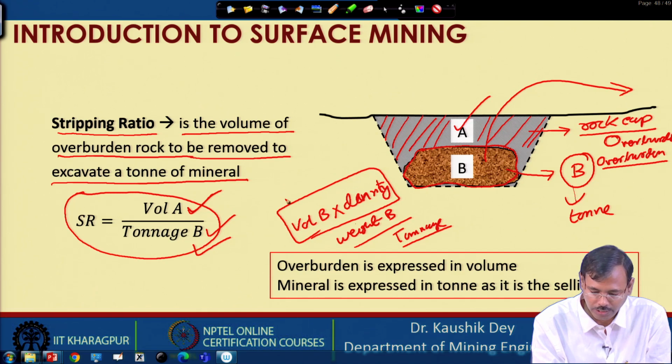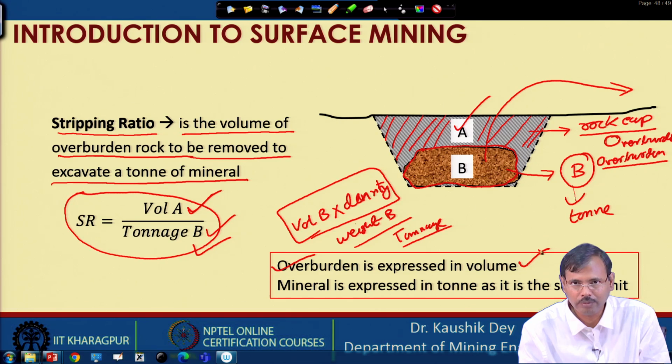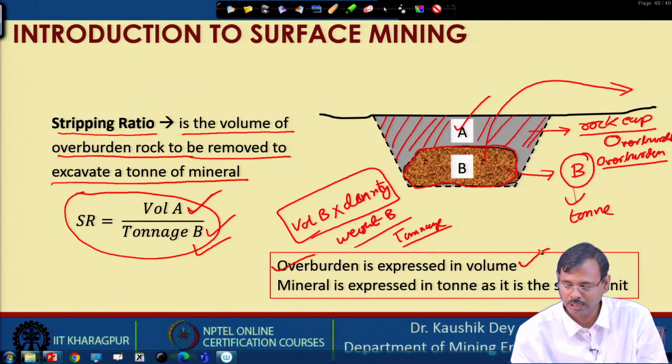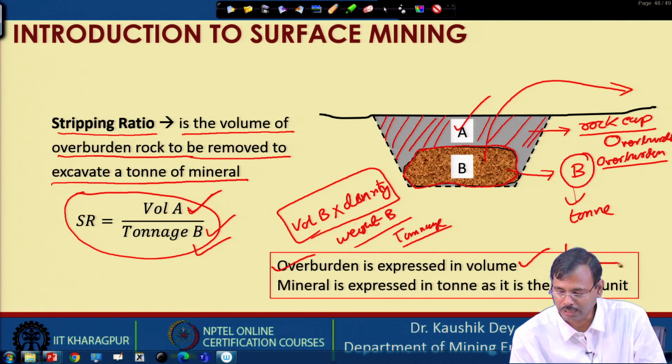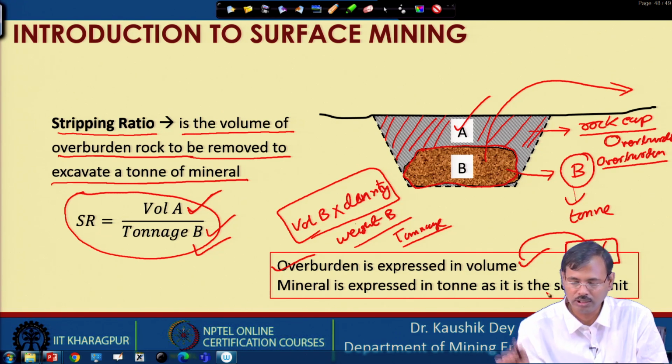This line is important: overburden is expressed in volume because it does not have any commercial value, but you have to find out a volume or area where you need to accommodate it. That is why overburden is expressed in volume, because you need to address removing it and placing it in a particular place. And mineral is expressed in ton because it is sold in ton.